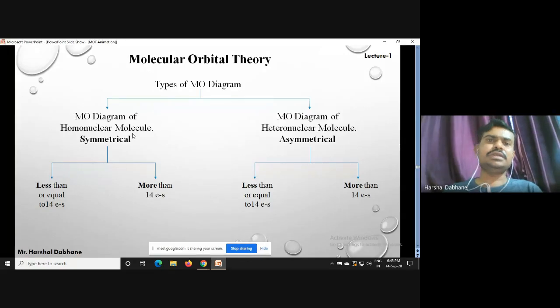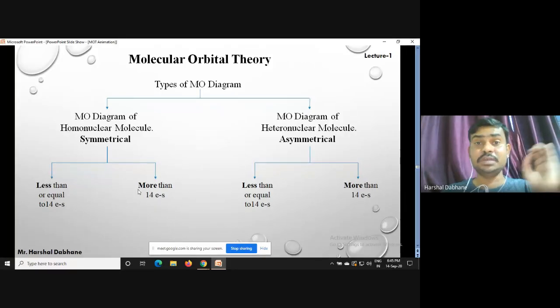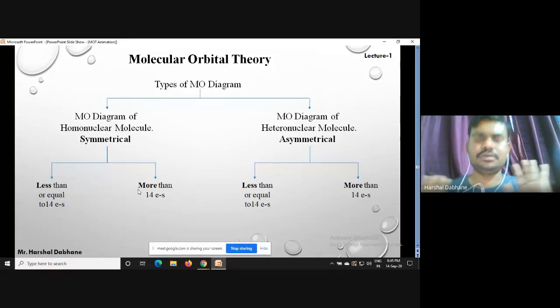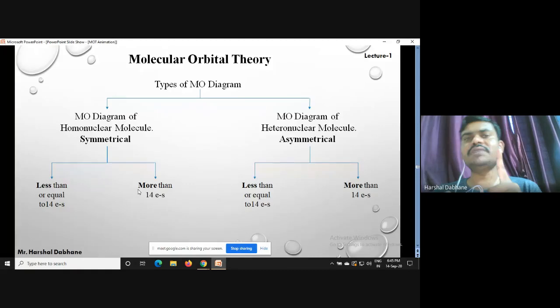Then the next concept is less than or equal to 14 electrons, or more than 14 electrons. This is an important concept in molecular orbital theory. I will tell you how to count the total number of electrons in a molecule. Suppose we have the H2 molecule. H2 is the combination of two hydrogens. One hydrogen has 1 electron, so 1 plus 1, the H2 molecule has 2 electrons.